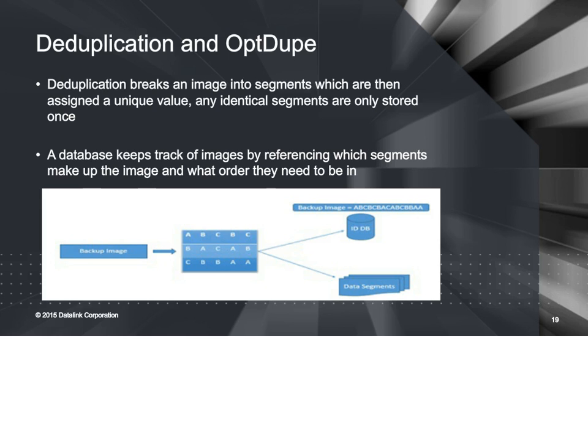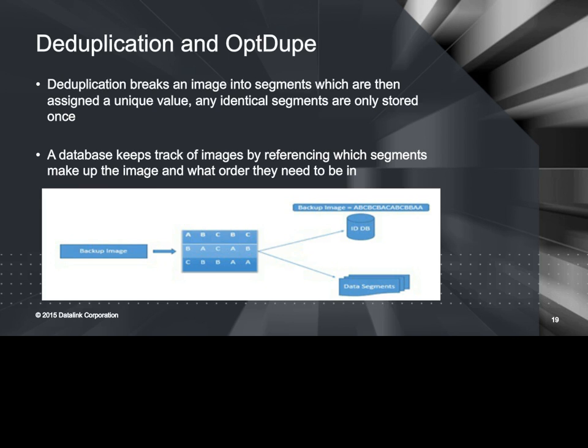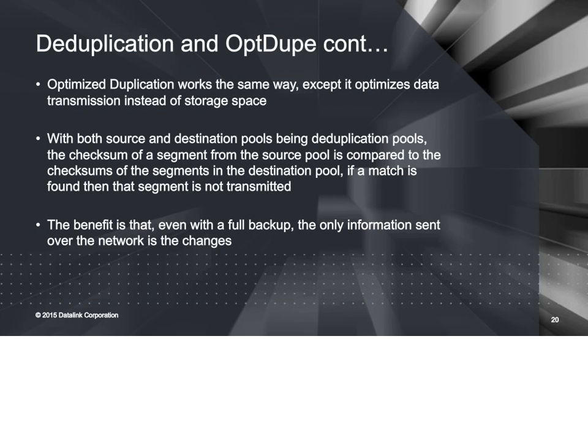So that's really where deduplication comes in. Optimized duplication works a little bit differently, but it has the same principles. With optimized duplication, with both the source and the destination pools, they will both be deduplication pools. It takes the image segments on the source pool and creates a checksum from those image segments. It then sends that checksum over the network to the destination pool. And if they find a match on the destination pool, then they don't transmit the segments.